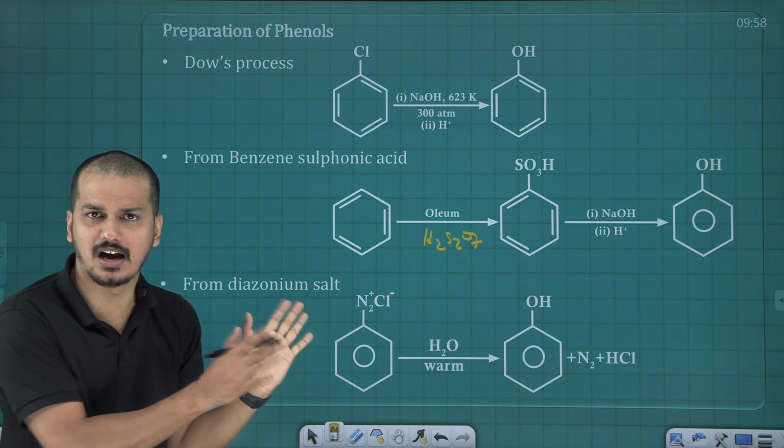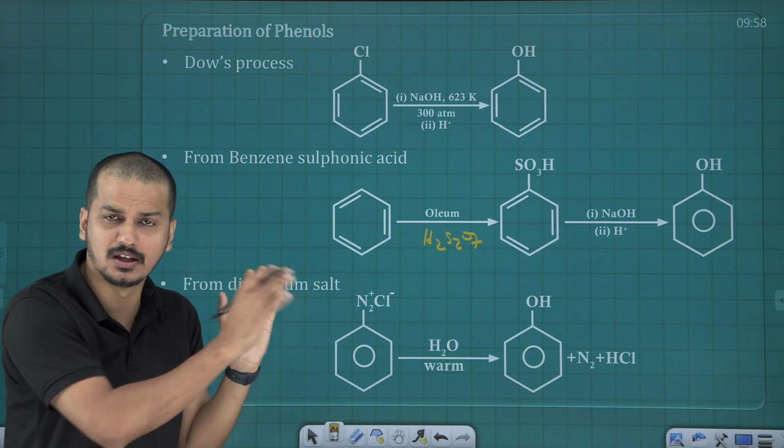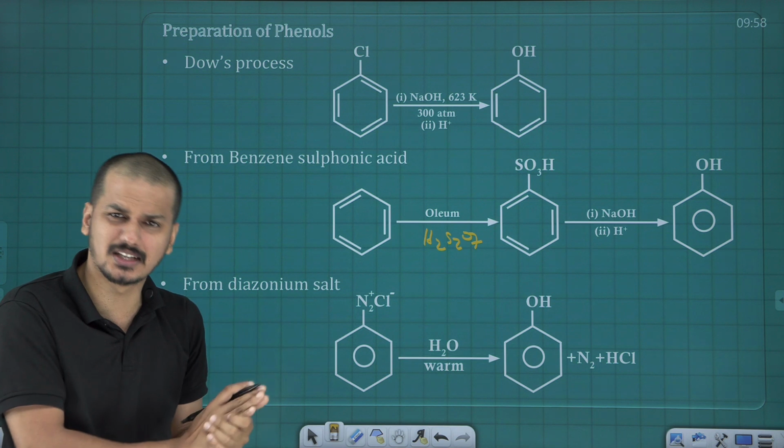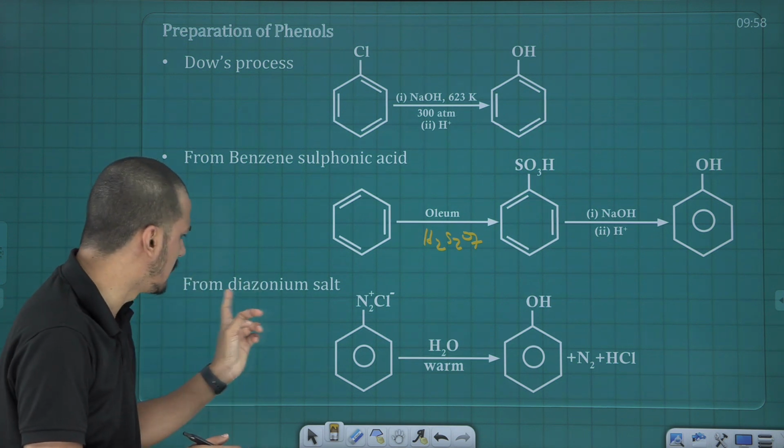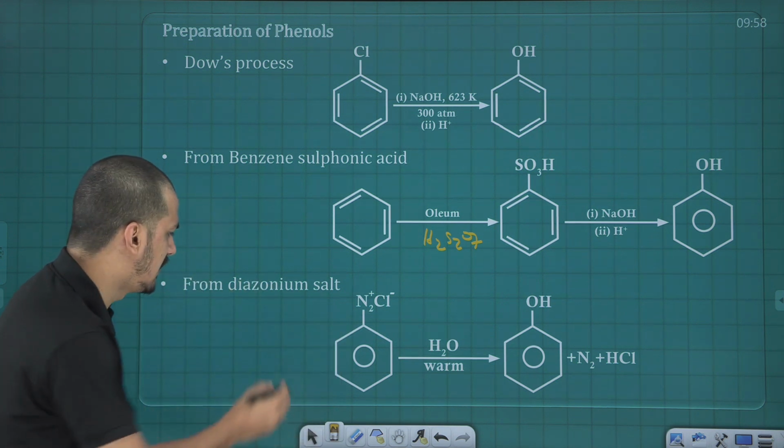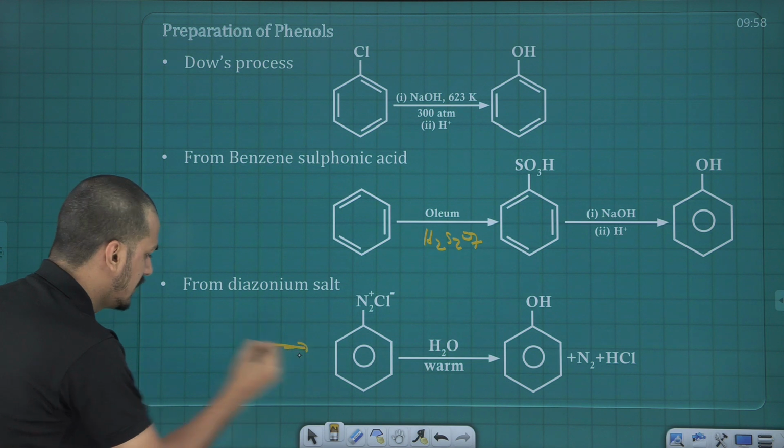The third method is diazonium salt. That also we learned in the amine chapter, and in the part test 3 recap video we already discussed the diazonium salt idea. So actually we are having aniline.